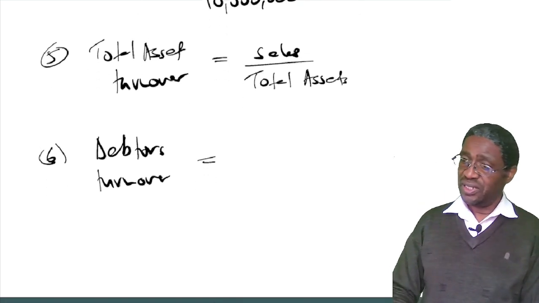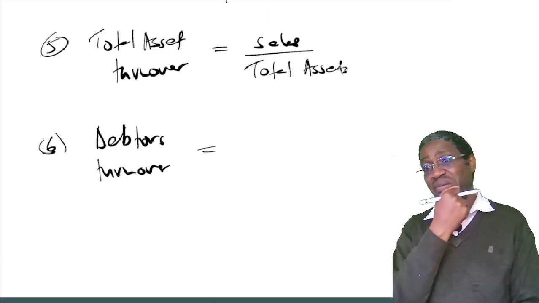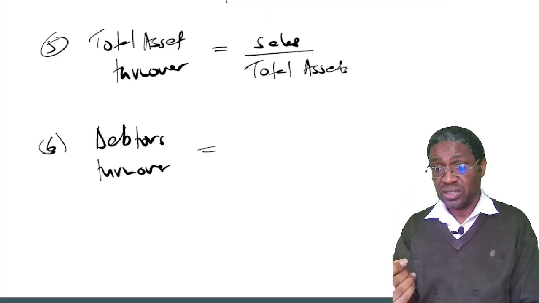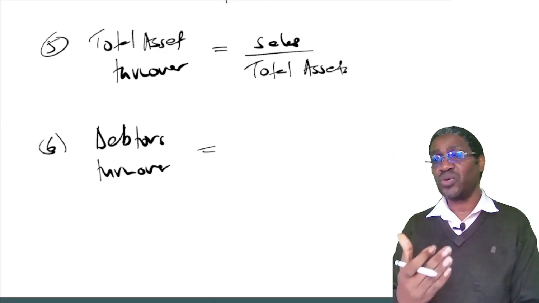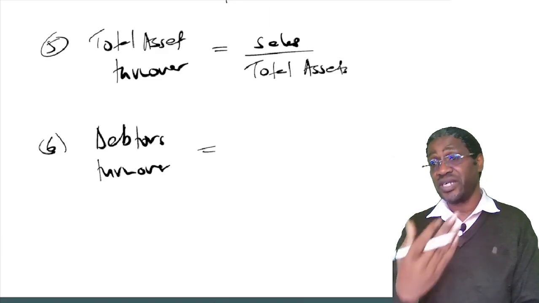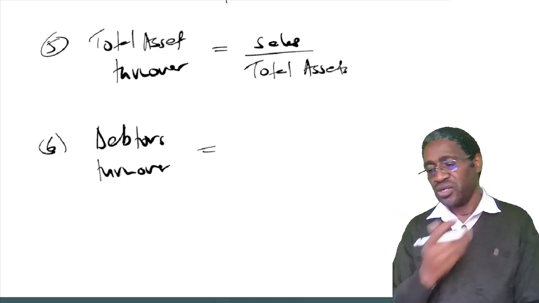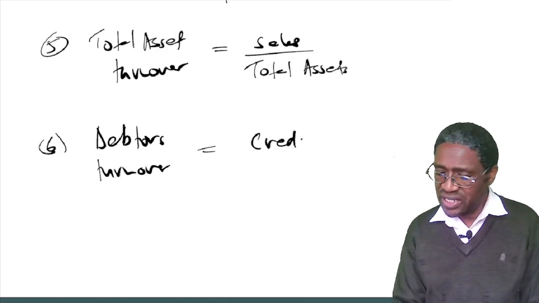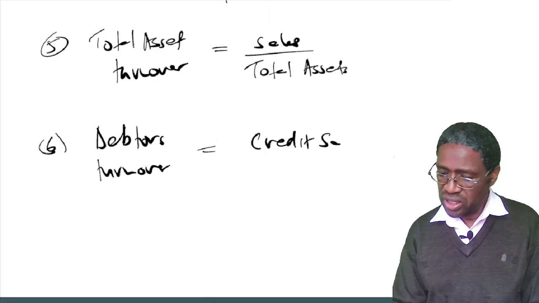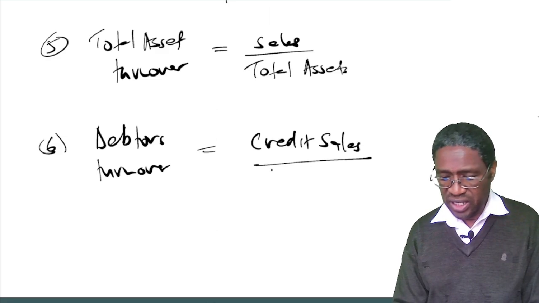Listen. Now I don't just use sales. Why? Because not all sales bring about debtors. So you can be told to calculate what we call trade receivables turnover. We are also calling it debtors turnover. You know, trade receivables is also known as debtors. Good. So again, now we use credit sales, not just total sales. It's credit sales. You divide by debtors.